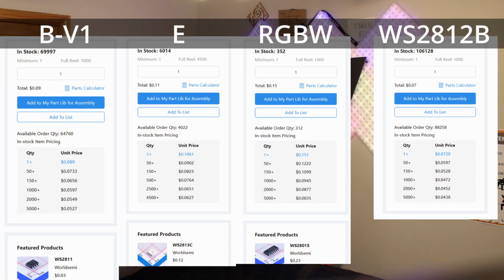As of recording on October 24th, 2024, here are the prices for those chips, and compared to a WS2812B. You'll also notice the severe lack of stock on the RGBW chips, so good luck. First come, first serve. If you're going to get these assembled by JLC PCB, please note that there are a few extras to consider.